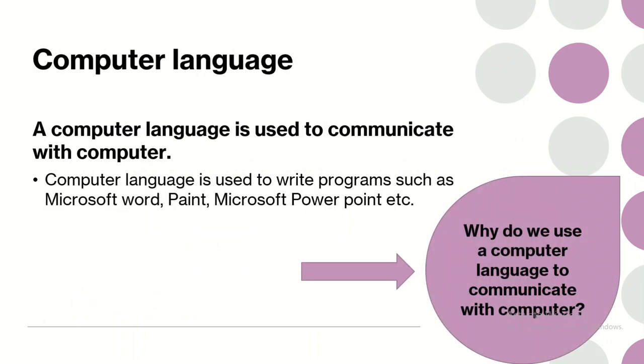A computer language. We have already discussed computer language in the first lesson. So a computer language is used to communicate with the computer. Now, this computer language can also be used to write different programs or softwares, like Microsoft Word. Microsoft Word is a program and it is written in a computer language. Paint is also a program and it is also written in a computer language.